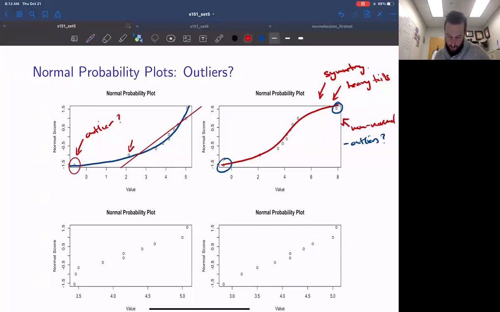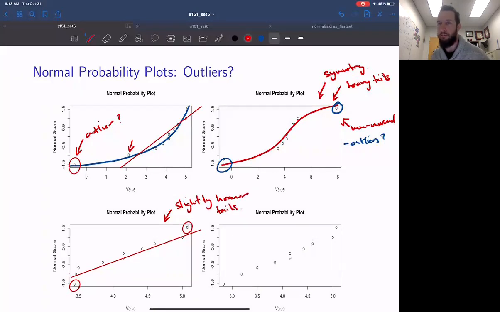Okay, in number 3, we have a pretty good plot. There's a little bit of tail activity here, so we might say slightly heavier tails. But for the most part, I think that this plot looks pretty good, and you could probably make a reasonable argument that we have no evidence that the variable is non-normal in this case, because for the most part, the observations fall along a straight line.